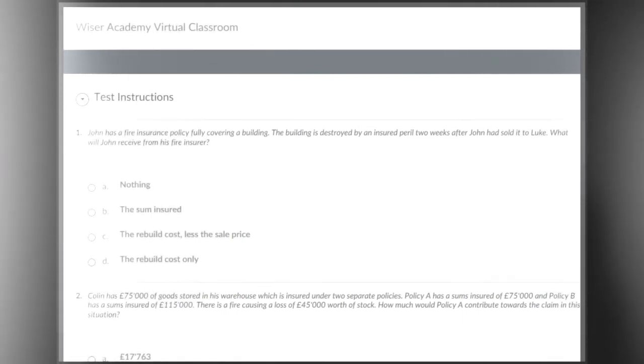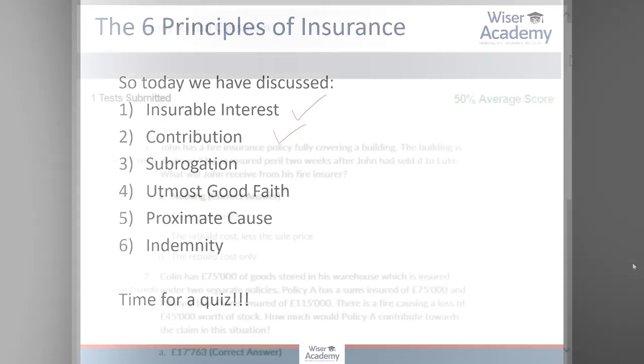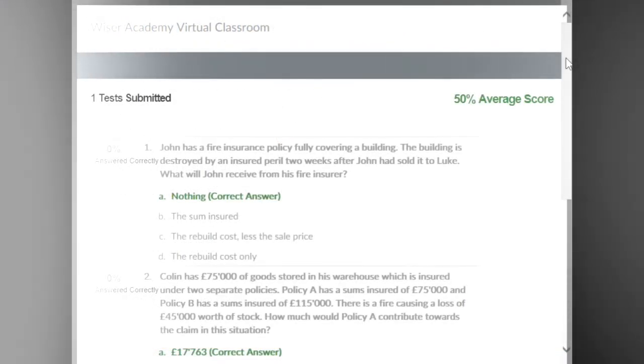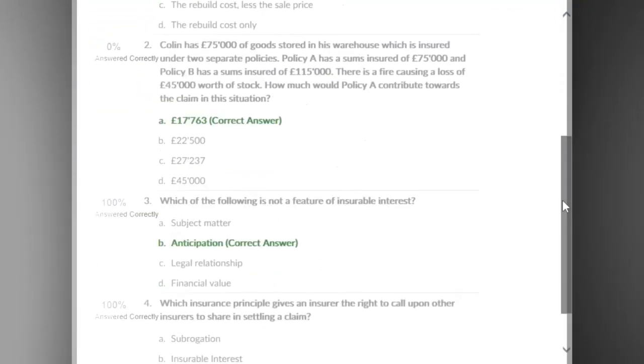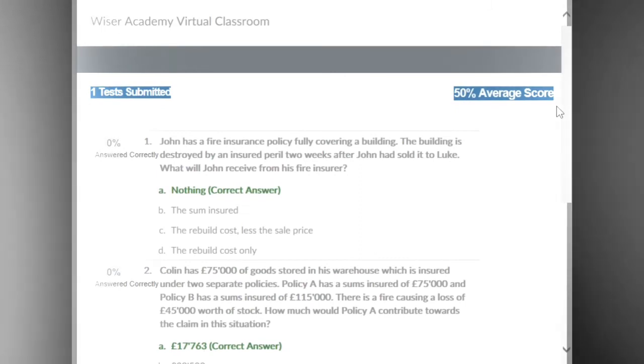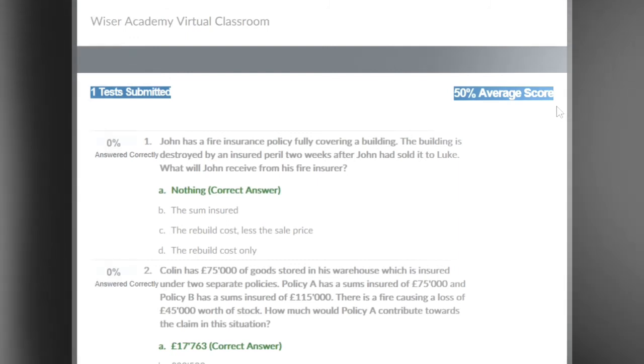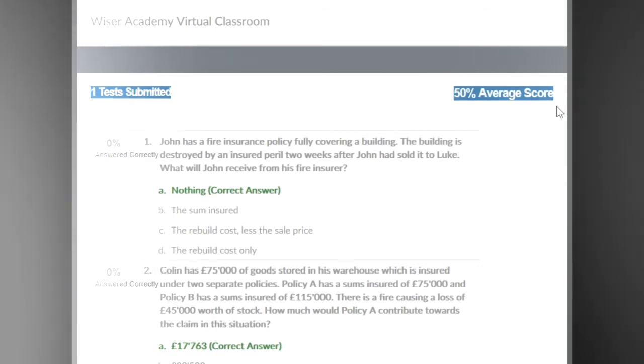So I can see that those tests have all been submitted now. Okay, so let's just review. We can see that there's an average of 50% scored correctly. When we look at the breakdown here, question 1 was incorrect. So when we look at this question, John has a fire insurance policy fully covering a building. Now the building is destroyed by an insured peril 2 weeks after John has sold it to Luke. What will John receive from his fire insurer?